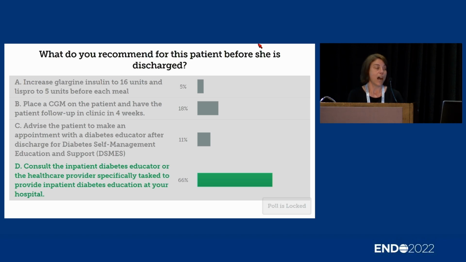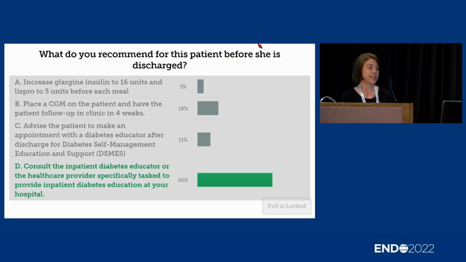Option A, increasing the insulin doses, not the most ideal answer. She already admitted she doesn't really check her glucoses too frequently. She likely doesn't take her insulin at home like she's supposed to. So that might not be the best plan, especially if we encourage her during hospitalization that she should be taking her insulin when she goes home.